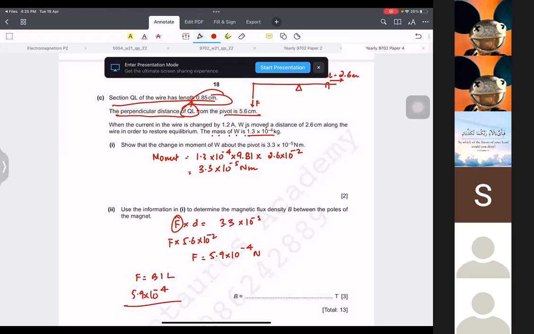Current was 1.2. And what was the length? 0.85 over 100. I don't know, 0.85, yes. So the answer was 5.8 times 10 power minus 2. Yay.